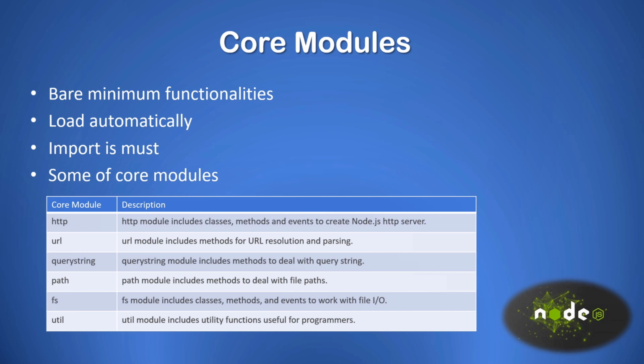We have the path module. With the path module we can deal with file locations and paths and play around with them. And we have the FS module, which is the file system module. We use it to read, write, or perform some input output operations with files. And we have the util module, which includes basic utility functions useful for developers. So these are some of the core modules. There are a lot of core modules in Node.js. Okay, so this is about the core modules.